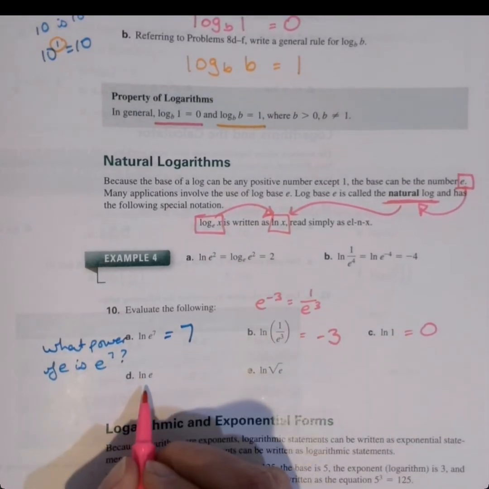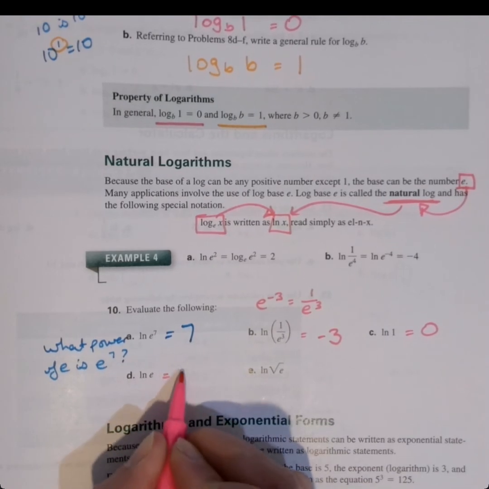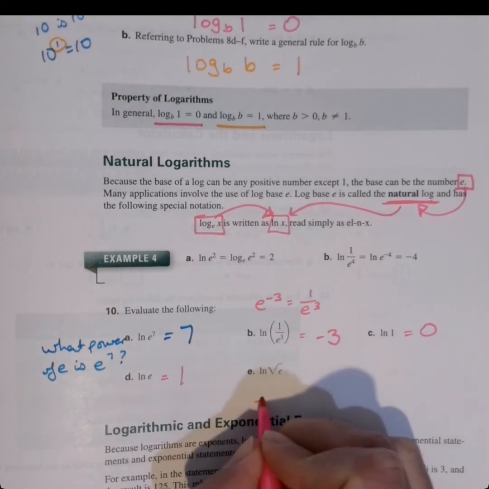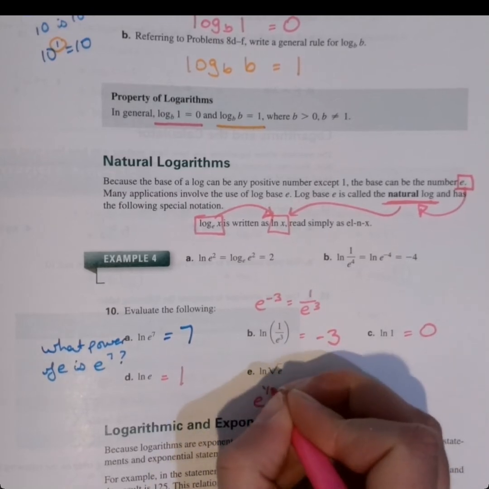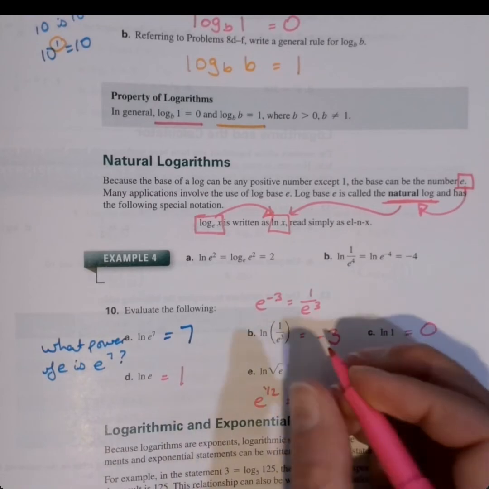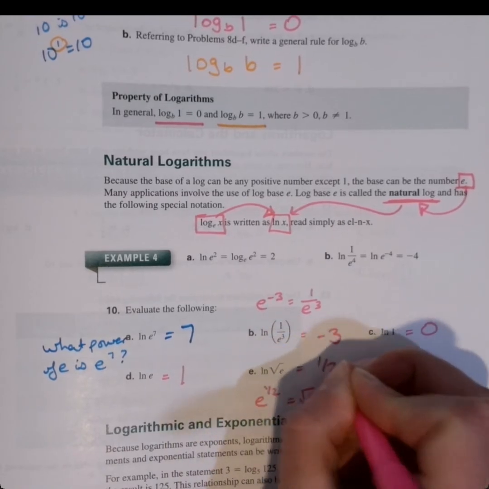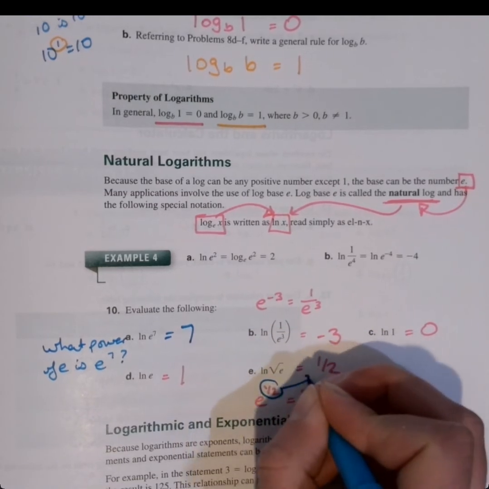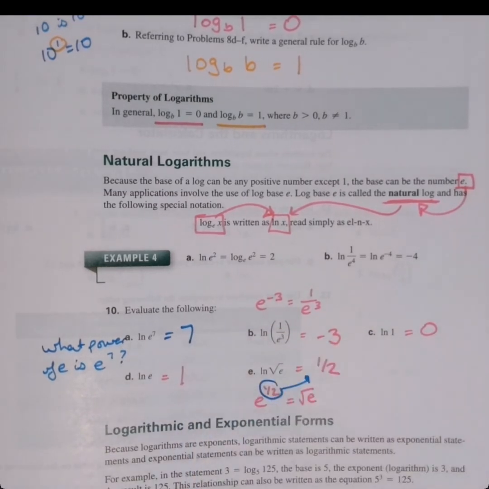Natural log of e. What power of e is e? e is e to the 1st power. And the natural log of the square root of e. What power of e is the same thing as the square root of e? Well, I know from chapter 2 that fractional powers are the same thing as square roots. So the answer is going to be e to the 1/2 power. The 1/2 power would be the same thing as the square root. So e to the 1/2 is the same thing as the square root of e. So the natural log of the square root of e is 1/2.